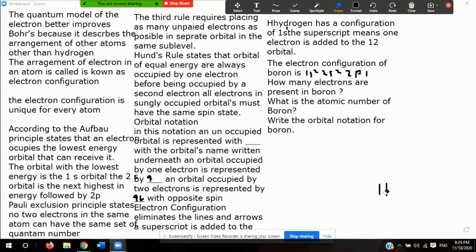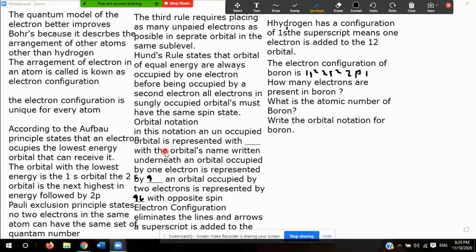So let's go ahead and let me get my spotlight again to point out where we left off. This third rule is called Hund's rule, which says that in order for electrons to go from one orbital to another, it has to be occupied in its entirety, and the spin states have to be opposite to each other.